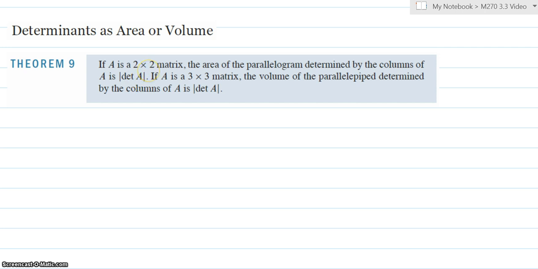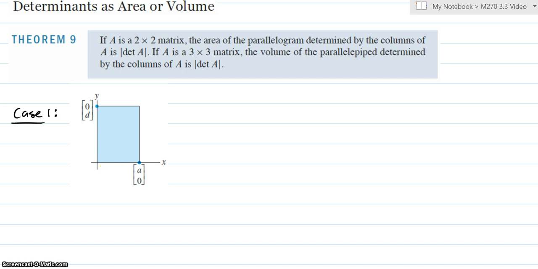We'll stop right there for now. But we'll see in a little bit that with the 3 by 3, it's going to end up being the absolute value of the determinant. It's going to end up being a volume of a parallelogram in 3D, which is called a parallelepiped.